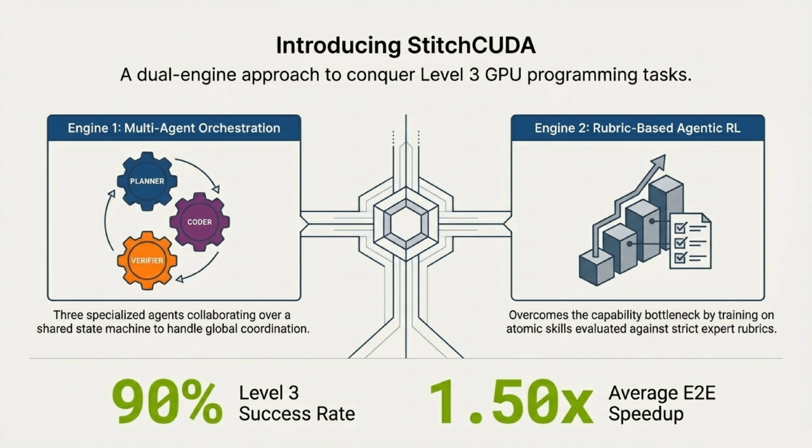To overcome these roadblocks, we introduce StitchCUDA, a dual-engine approach designed to conquer these level 3 GPU programming tasks. Engine 1 is our multi-agent orchestration, where three specialized agents collaborate to handle global coordination. Engine 2 is our rubric-based agentic RL, which overcomes the capability bottleneck by training the model on atomic skills evaluated against strict expert rubrics. The results? A massive 90% success rate on level 3 tasks and an average end-to-end speedup of 1.50x.